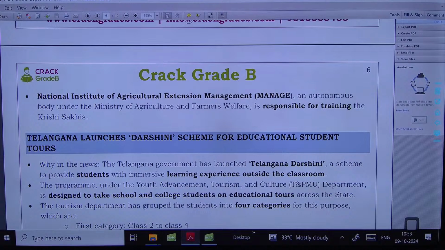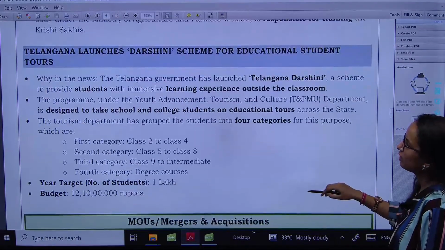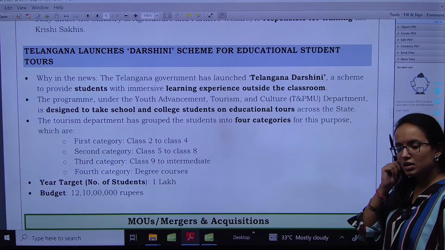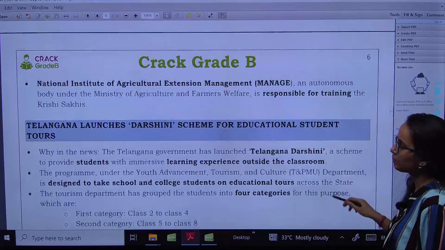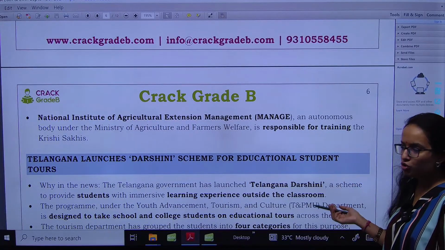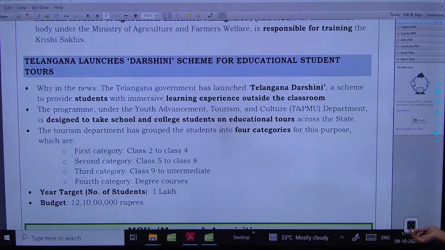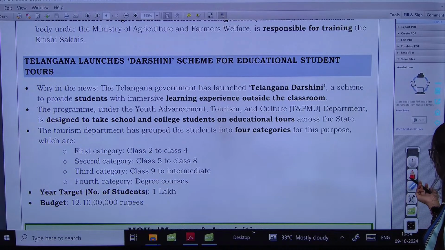And who is giving these trainings? This training is being provided by the National Institute of Agricultural Extension Management. Okay, the National Institute of Agricultural Extension Management is giving this training. This kind of state-specific information, like your Krishi Sakhi and all, might be useful for UPPCS and all these state level examinations, right? Apart from the banking ones which we are targeting.